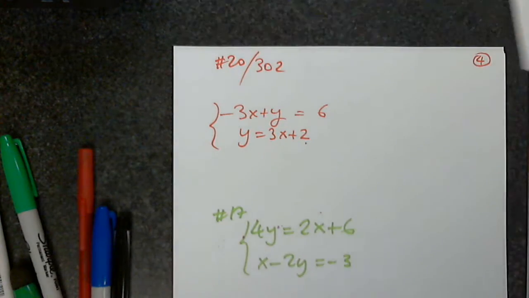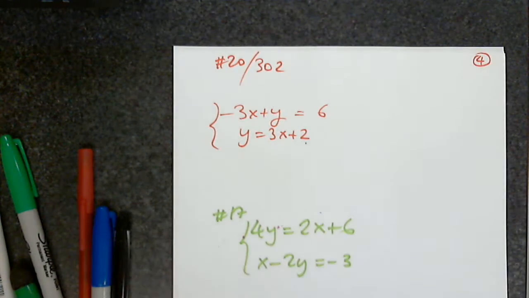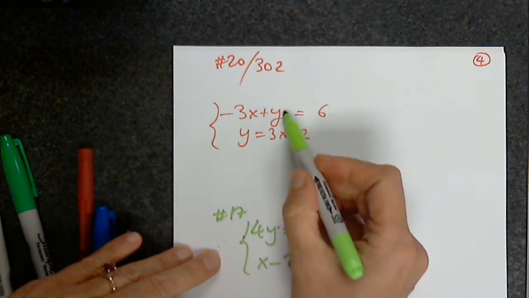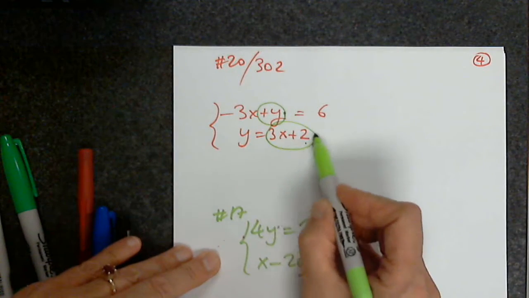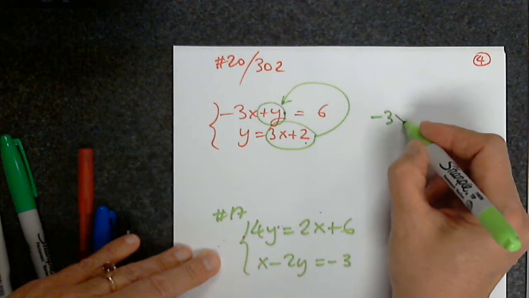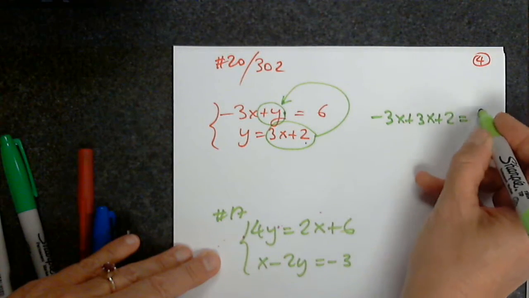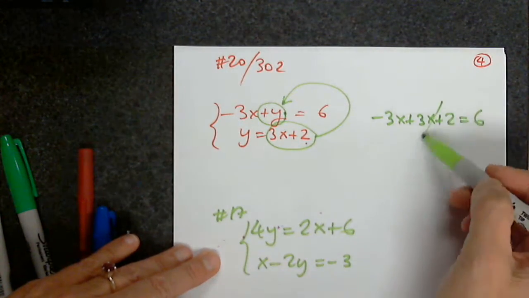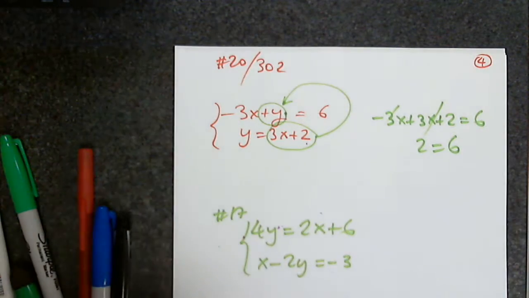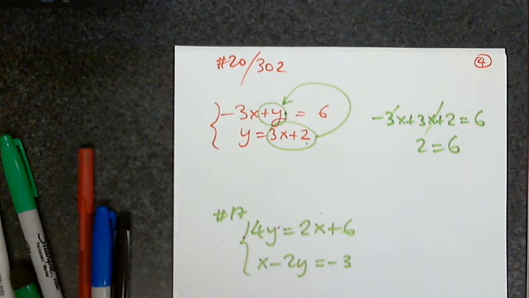Doing more time on number 20. Are you ready? Okay, so can anyone tell us what to do first? Or which method? Yes, Becky? That's fine too, yes. So you want to replace this by this. Perfect. So we have negative 3x plus 3x plus 2 equals 6. It turns out that 2 equals 6. What do we conclude? Yes, no solutions, which means the lines must be parallel.